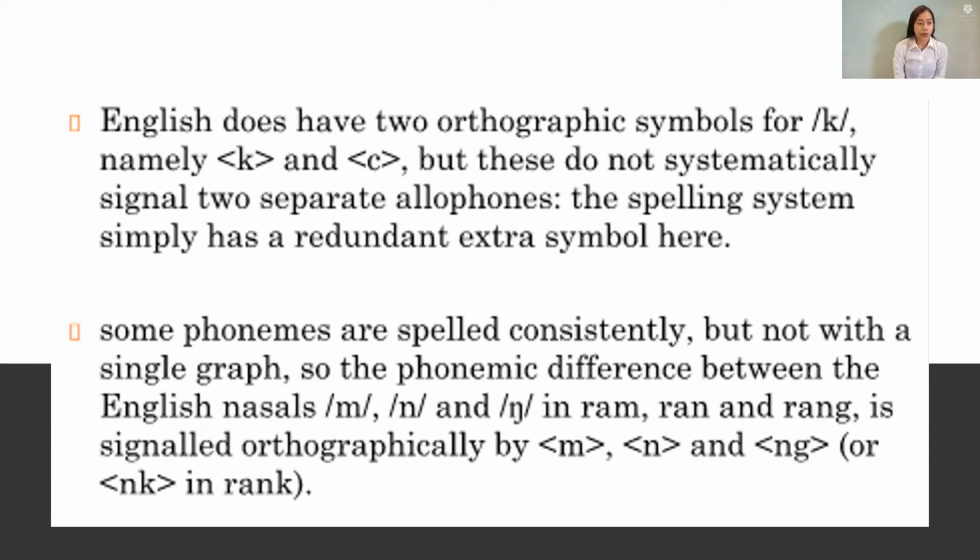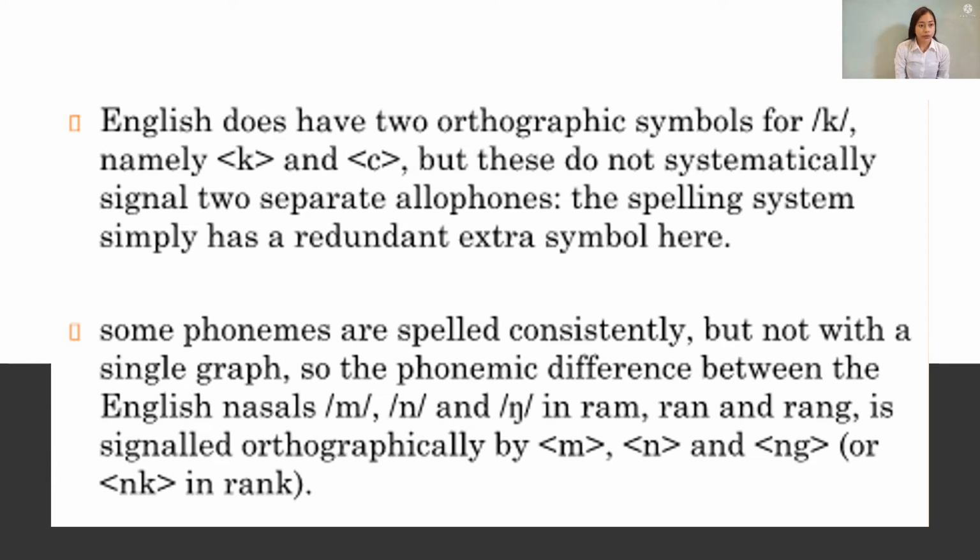So in English there are several orthography symbols for some letters. The orthography deals with the way in which a language uses combinations of letters or symbols to represent the sounds of that language. Each language has its own orthography, its way of expressing sounds with letters or symbols.